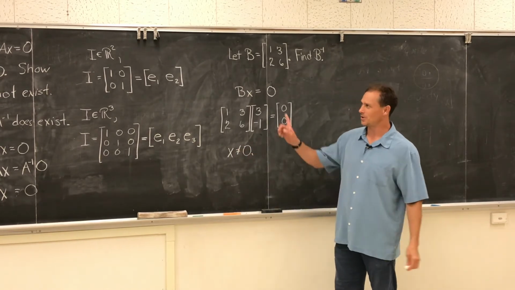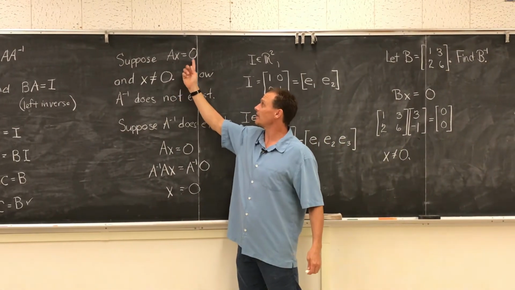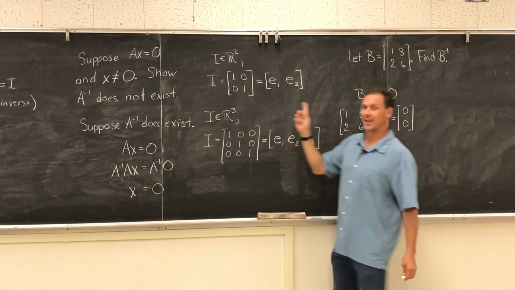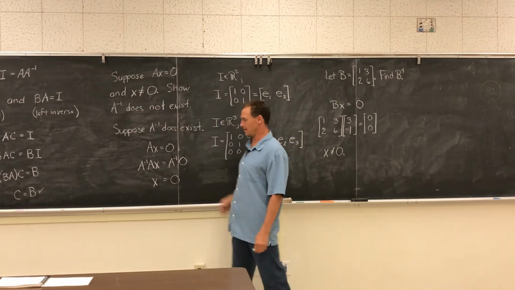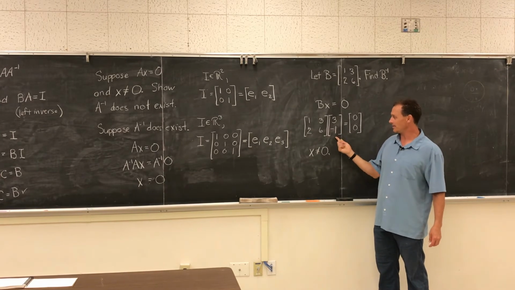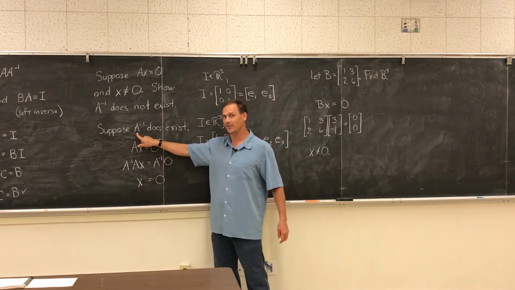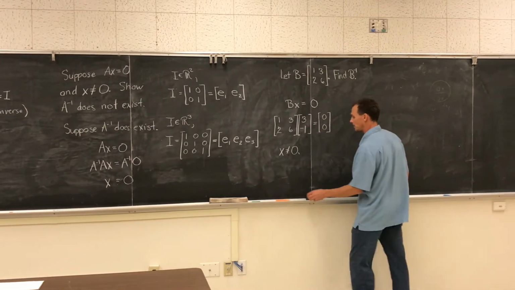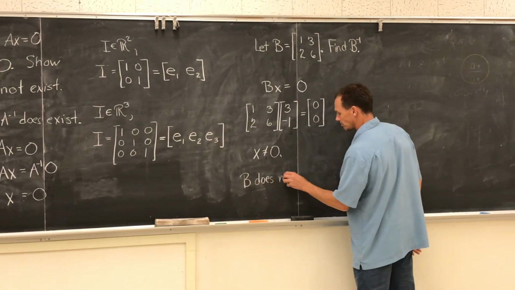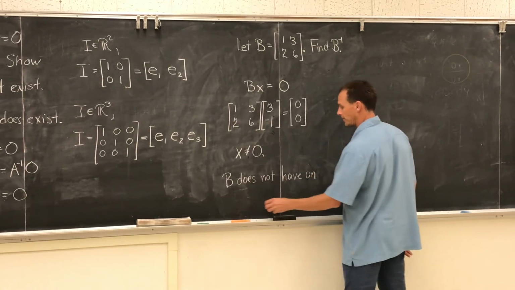What does that mean? That means we look back to what we had shown here. Suppose Bx equals 0. Okay, I did, right here. And then it says, and x is not 0, all right? What is x? It's 3, minus 1. It's not 0. And what happens then is if x is not 0, we know this. We know that B does not have an inverse. Okay, so B does not have an inverse.